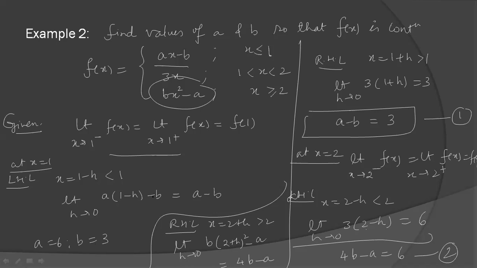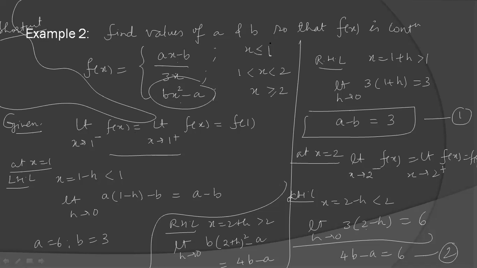Now we have another shortcut method for this question also. What is the shortcut method? See, this is a very important shortcut method and it can be used here only. These are our polynomial functions. Polynomial functions are continuous on the entire real line. I have already told you.